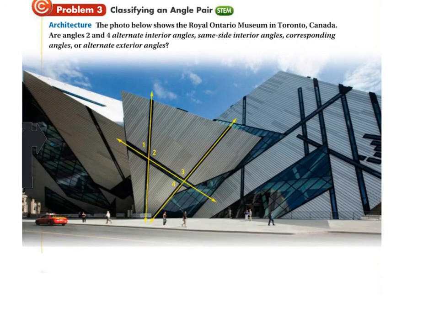Okay, and this one just says, here's the Royal Ontario Museum in Toronto, Canada. Beautiful building. It's got all these lines that you can see. There's a couple of lines cut by this transversal here. And it says, are angles 2 and 4 alternate interior, same side interior, corresponding, or alternate exterior? Well, we can see that they are both on the interior of those 2 lines and on alternating sides, each on a different side, so they are alternate interior angles.